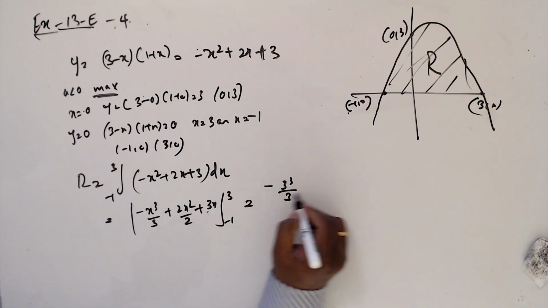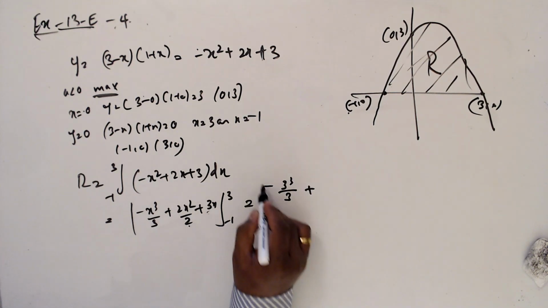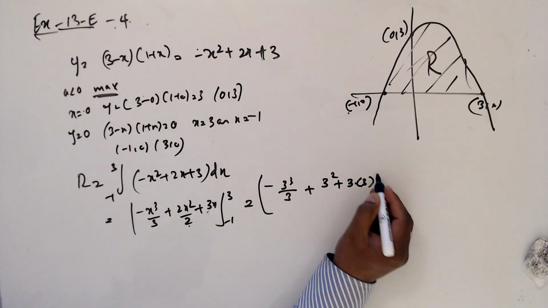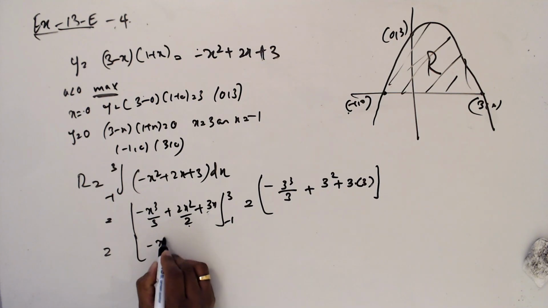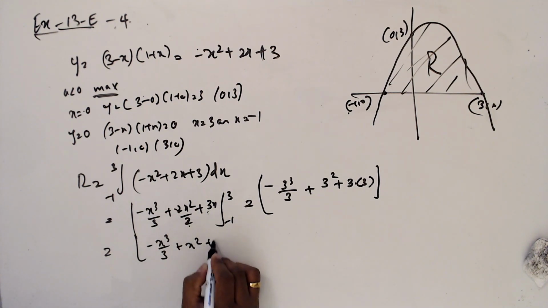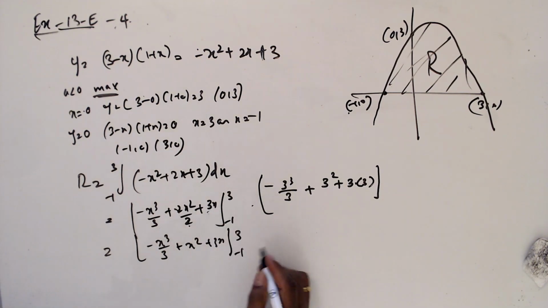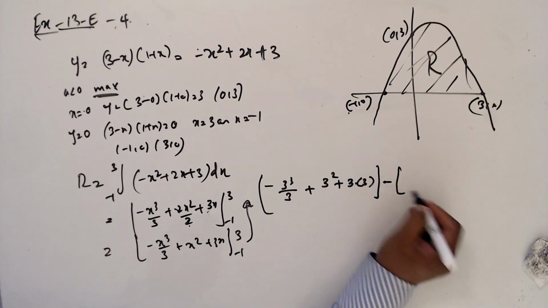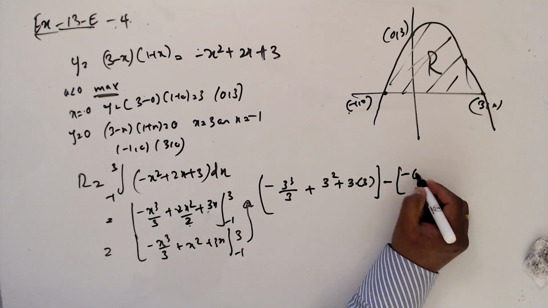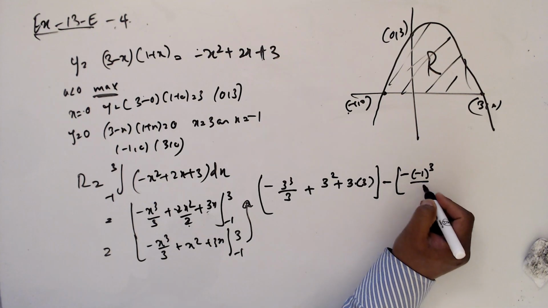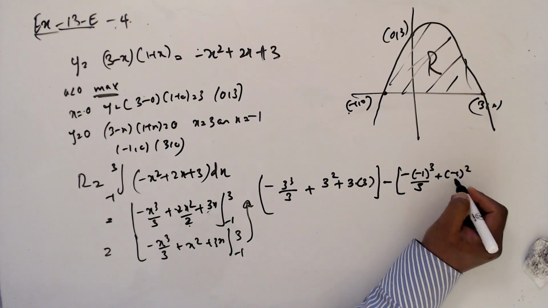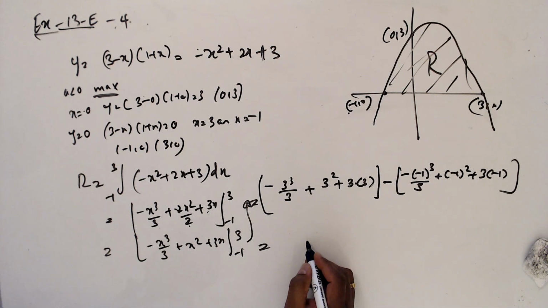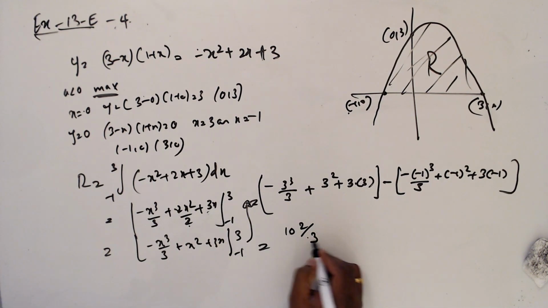Minus 3 cube over 3 plus, this is 2 to 2 cancel out, so remaining is x square only, then 3x square plus 3 times 3. Actually we have to write one more time here by cancelling, so x square plus 3x, minus 1. Then minus 1 cube, you have to insert in a bracket, plus minus 1 square plus 3 times minus 1. So answer is going to be 10 2 over 3.